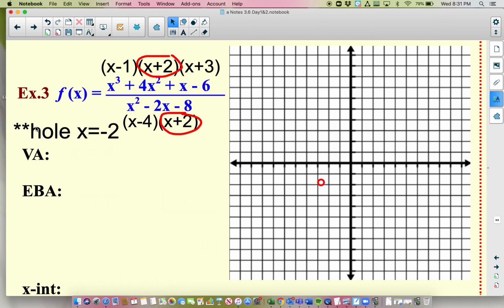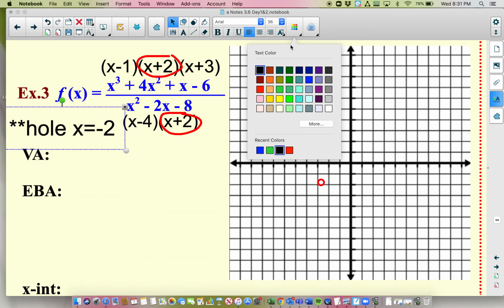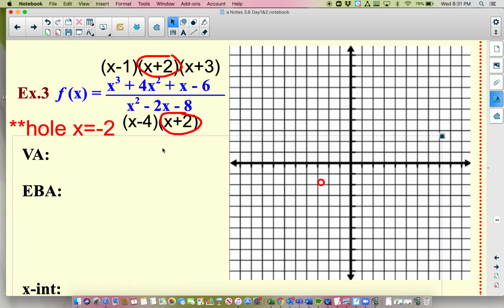But personally, I would also highlight that common factor, like I circled it, so that I don't use that, because you can't be a hole and an asymptote. So that -2 is a part of nothing else, right? And so really, actually, I would probably just kind of slash through this at this point, but I do have to make note of the hole when I do my graph.